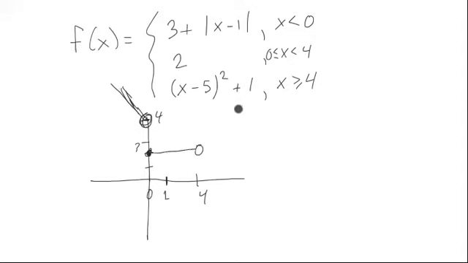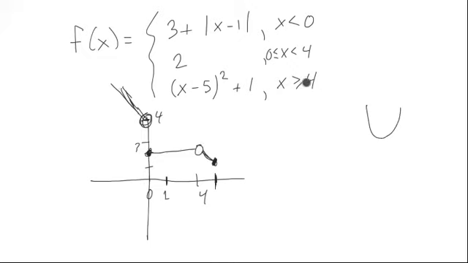The next piece is a transformation of a parabola, y equals x squared. We've shifted 5 to the right; in fact, the vertex is at 5, and then it's shifted up 1. So that's the new vertex. Let's see what it is at 4. If we plug in 4, you'll notice you get 2: 4 minus 5 is negative 1, squared is positive 1, plus 1 is 2. Hey, that's the value there. It's kind of handy.